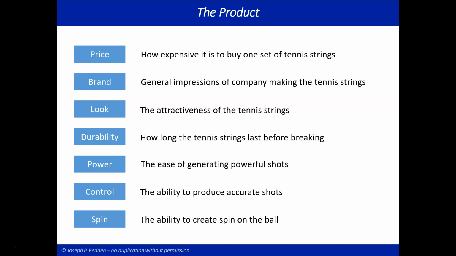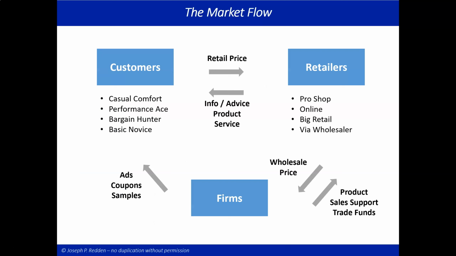In terms of finding out about the different products and purchasing those products, here's an overview of the market flow. So the customers have 4 different segments. There's the casual comfort player, the performance ace player, the bargain hunter player, and the basic novice player. In the simulation, you can find out more detail on each of these segments in that research report. Those customers will go to different retailers.